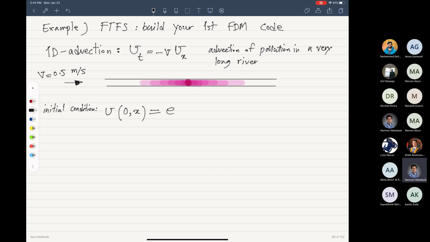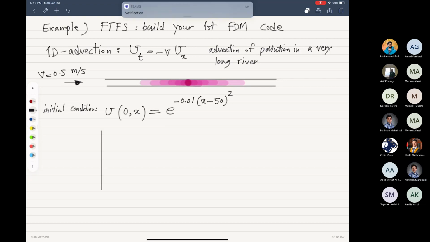It's the exponential, or e to the power of negative 0.01 times (x minus 50) to the power of 2. So I'm not sure if you remember, but actually this is the equation. Do you remember what this equation is, or what the type of the equation is? It's actually a normal distribution curve.